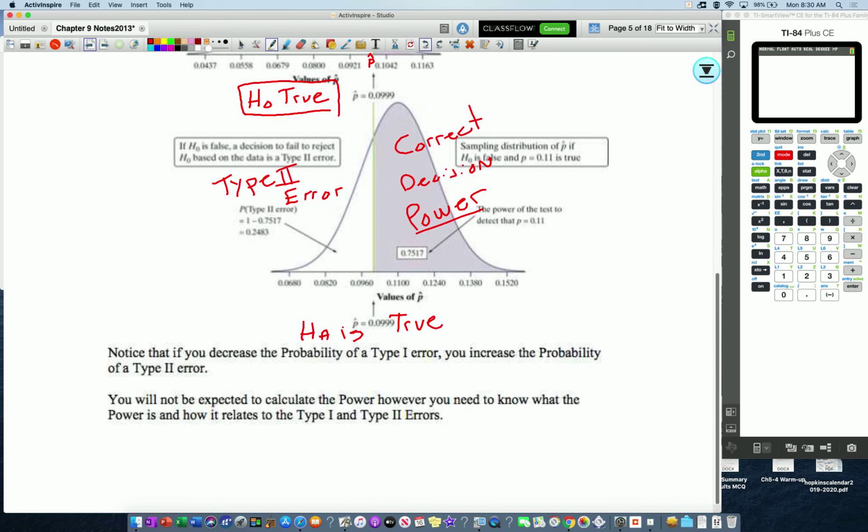As I just mentioned, notice that if you decrease the probability of a type 1 error, you increase the probability of a type 2 error. Again, you're not expected to calculate the power. However, you need to know what the power is and how it relates to these values.